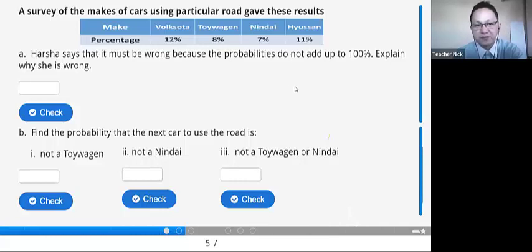We have to explain why she is wrong. Harsha says it must be wrong because the probabilities do not add up to 100. What do you think? Okay, can we get help from Natlin? Natlin, are you there? Yes. Why is it wrong?